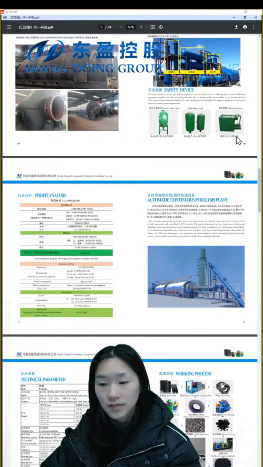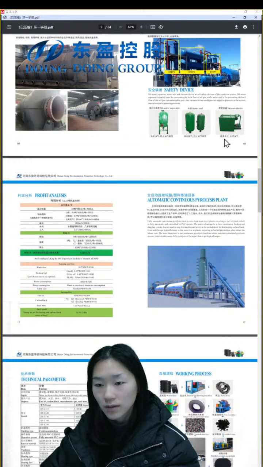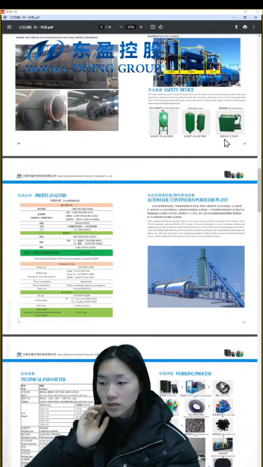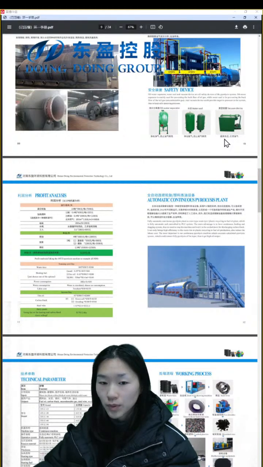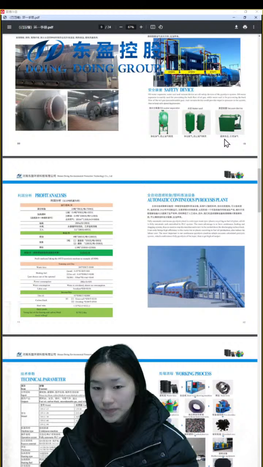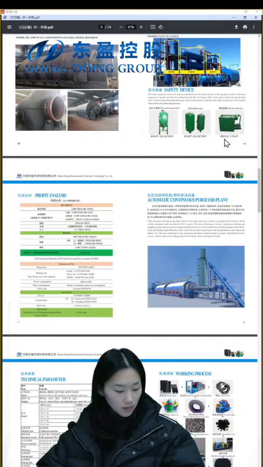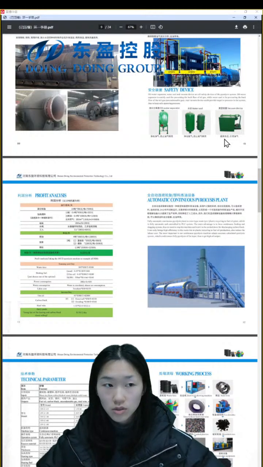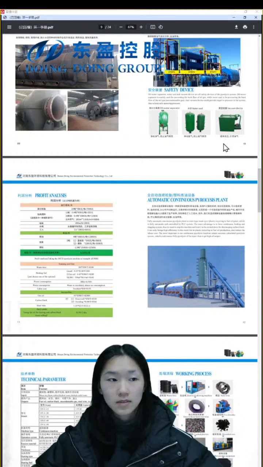This is our vacuum device. It can suck out the oil gas residue in the reactor, to prevent the fire flash before opening the feeding door to pull the steel wire and open the carbon black discharging door to discharge carbon black.